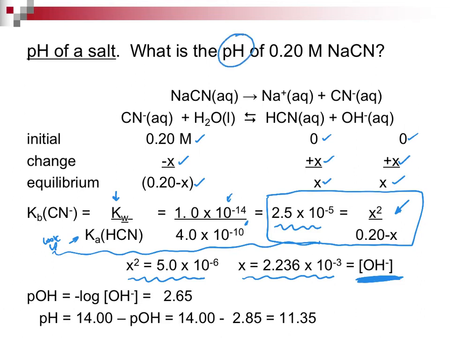You are being asked for the pH. I find it easiest to go pOH is 2.65. Subtract that from 14 and you will come up with the pH of this solution. It is basic, as we have learned in the earlier chapter.